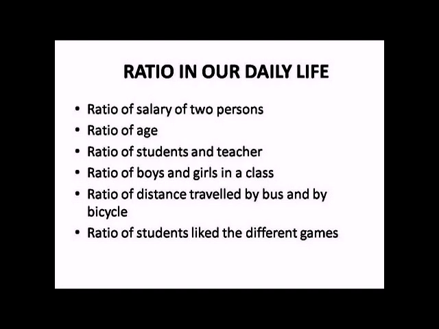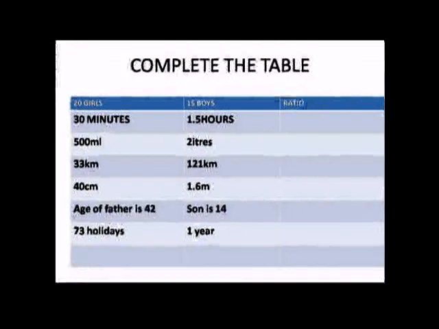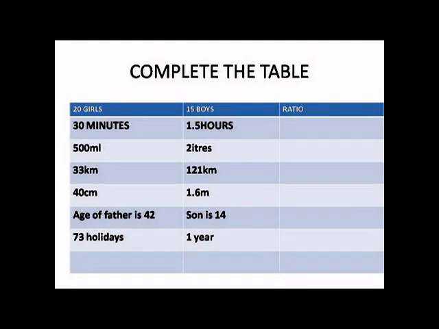Then here some comparisons are given in terms of time. For example, 30 minutes to 1.5 hours. See this example, the time unit is different. One is minutes and the other is hours. So you have to convert both into the same unit. 30 minutes is 30 itself, and 1.5 hours you have to convert by multiplying 1.5 by 60, so you get 90. 30 by 90. Take only the numerical value, 3:9, that is 1:3.